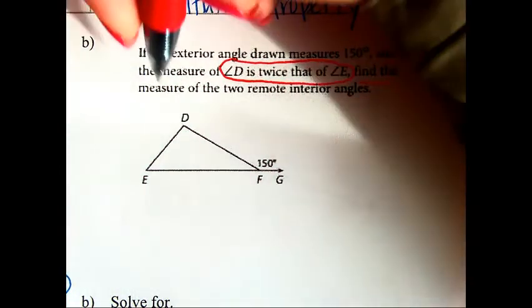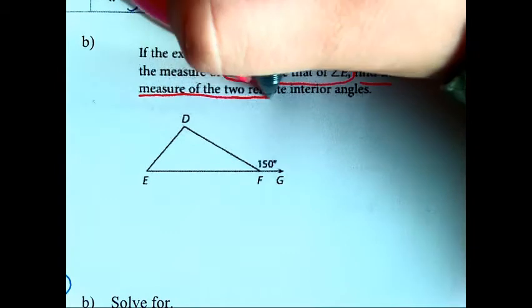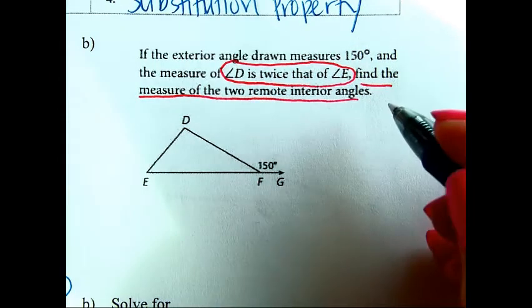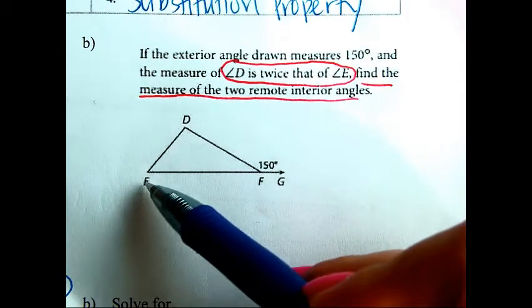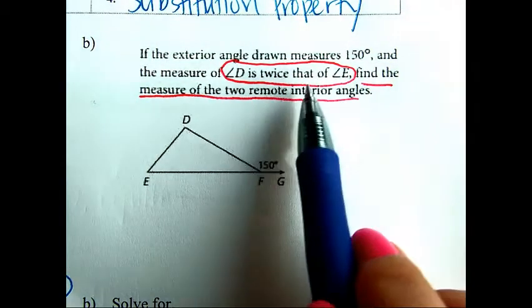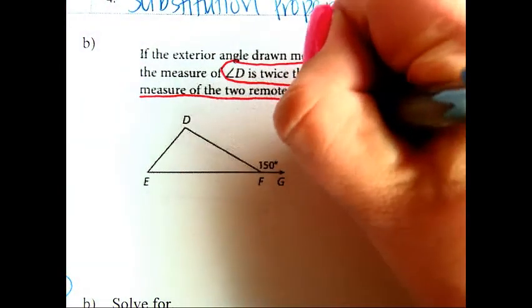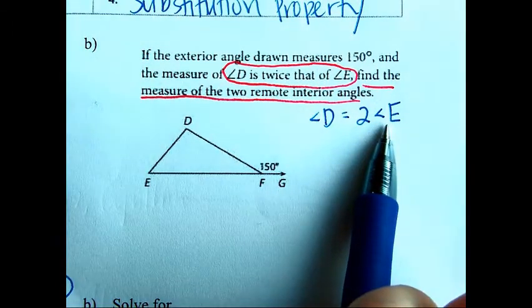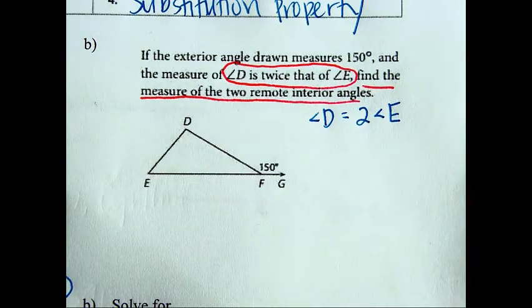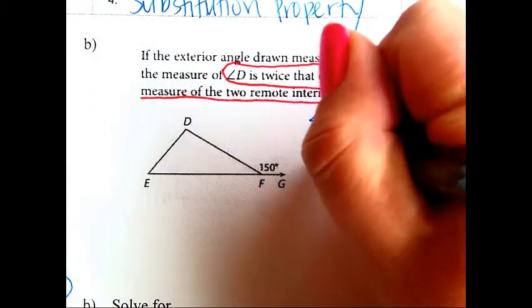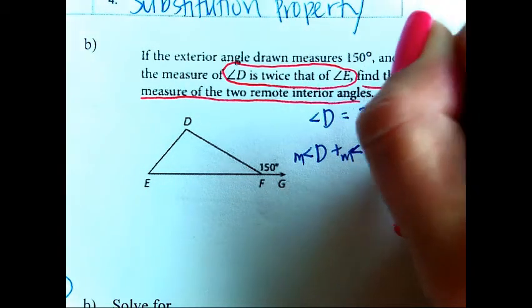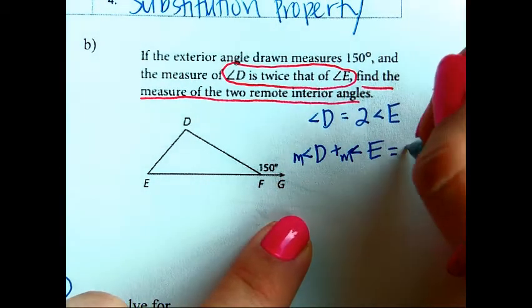So after we find what one of them is, we can find the measure of the two that are missing to figure out what angle D and angle E are. So very similar to part A, the main idea is that the remote angles added together are congruent to this exterior angle. And I have this relationship here that angle D is twice that of angle E. So whatever angle E is, I'm going to multiply it by 2, and that's going to tell me what angle D is. So if I write this out, I know that the measure of angle D plus the measure of angle E equals the measure of the angle on the exterior, angle DFG.